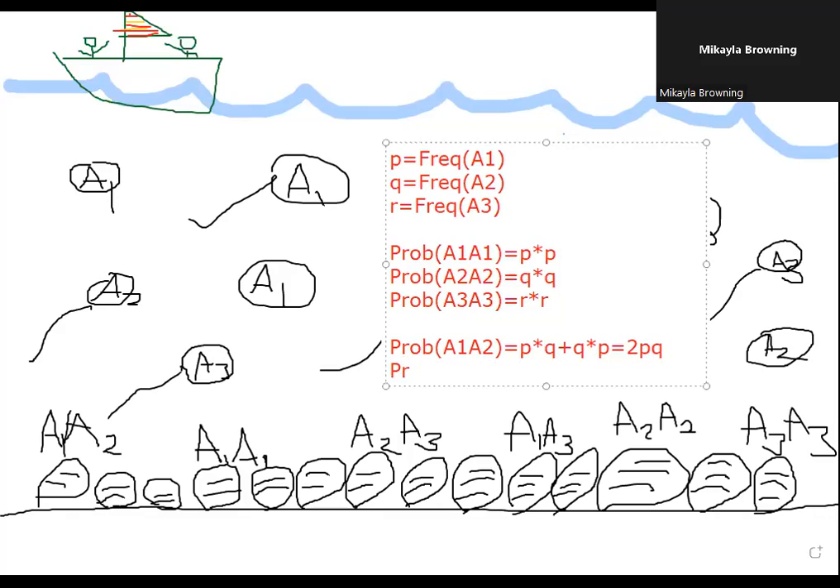And we can use the same reasoning to show the probability of A1, A3 heterozygotes is going to be 2PR. And the probability of an A2, A3 heterozygote is going to be 2QR. Okay, did everybody see what I did there?